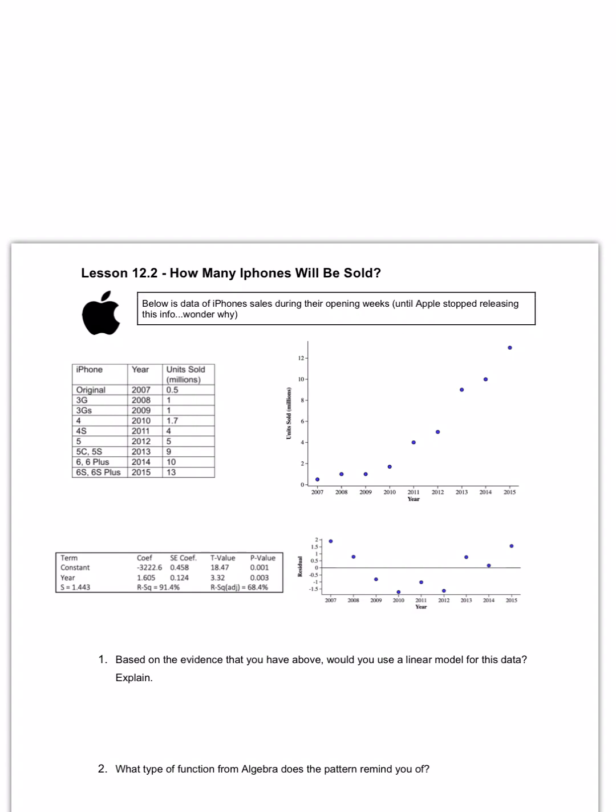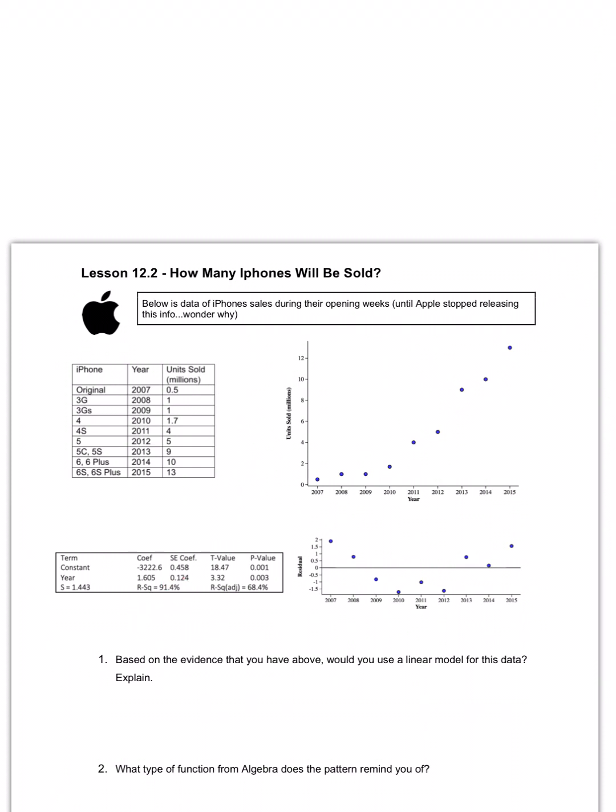This is a set of data that we've actually already looked at way back in chapter 3 days. How many iPhones will be sold if we're using the year and the units sold as our variables? This is the data we looked at. Here's the scatter plot. Here's the residual plot and the summary statistics on it.